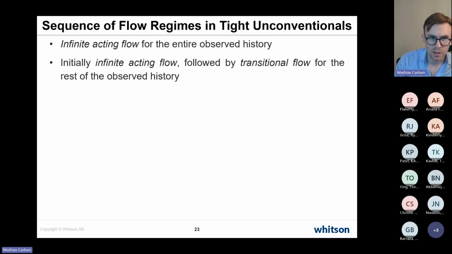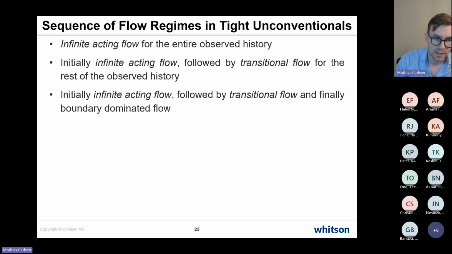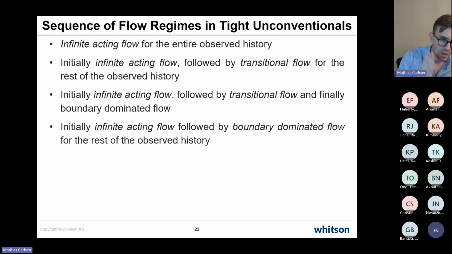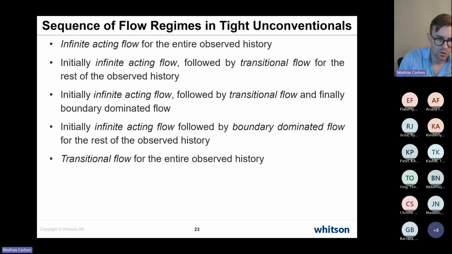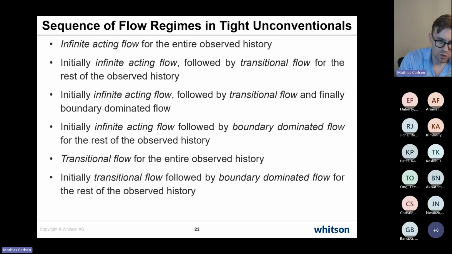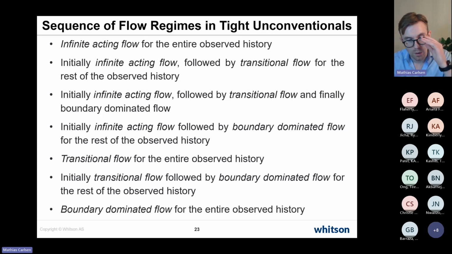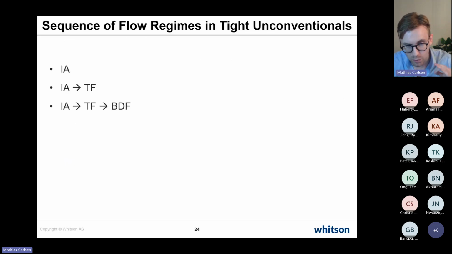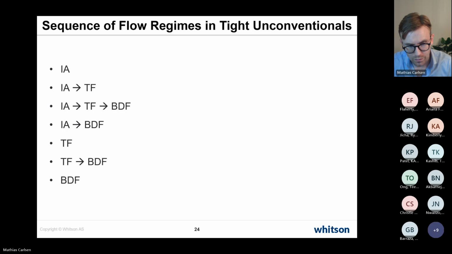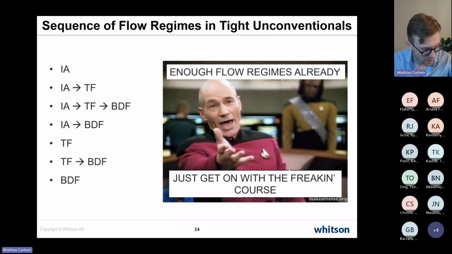Or you can have infinite acting flow followed by transitional flow for the observed history. You can see infinite acting flow followed by transitional flow, and then finally boundary dominated flow. You can go from infinite acting to boundary dominated flow, transitional flow for the whole history, transitional flow followed by boundary dominated flow, or boundary dominated flow for the whole history. I understand this is a lot of information, but these are the sequences that we can expose a well to. And if I did my combinations right, it should be 7, but let me know if you disagree.